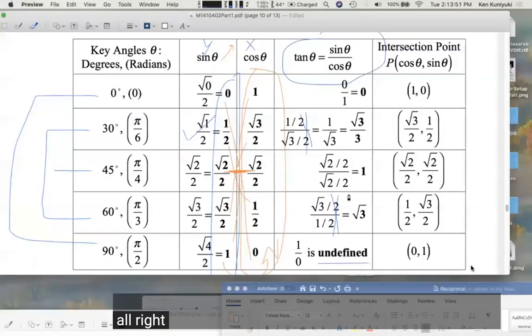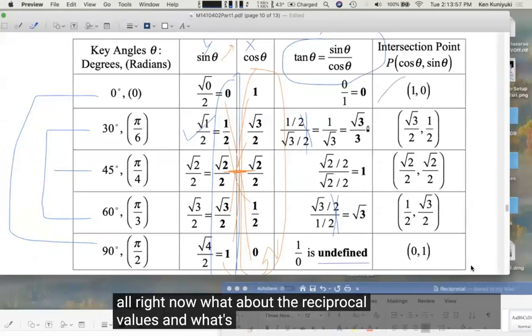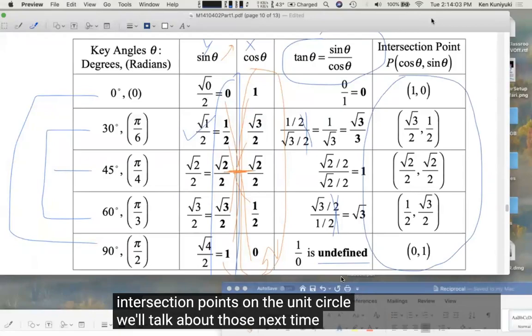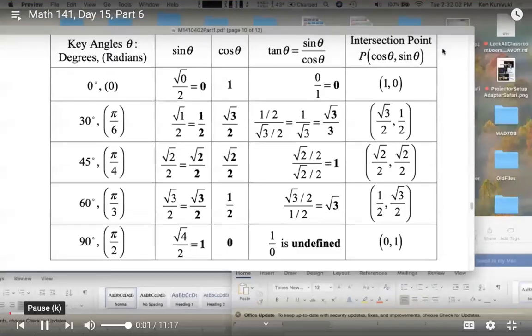All right. Now, what about the reciprocal values? And what's the deal with these intersection points on the unit circle? We'll talk about those next time. First of all, any questions about the table?